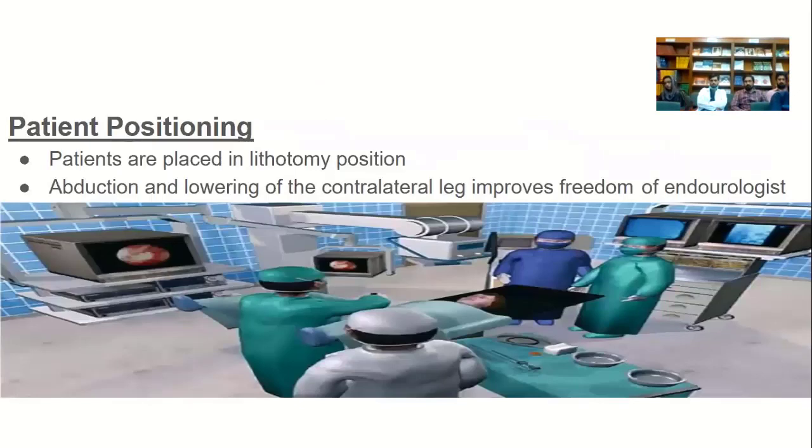This is the patient positioning. Patients are usually placed in the lithotomy position. Abduction and lowering of the contralateral leg improves the freedom of the urologist during the procedure.